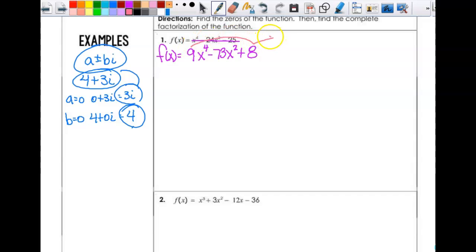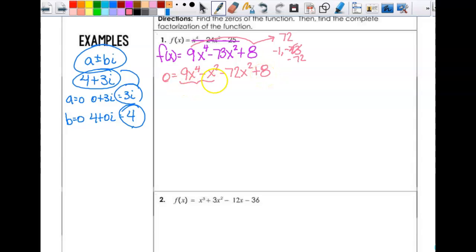So I take 9 times 8, that gives me 72. Two numbers that multiply to give me a positive 72 and combine to give me a negative 73. That's pretty easy, right? Negative 1 and negative 73. So then I get 0 equals 9x to the 4th minus x squared minus 70. Oh, what am I doing? It should be 72, not 73. I'm a dork. Okay, 72. That should be really easy, but I still mess it up. Minus 72x squared plus 8.